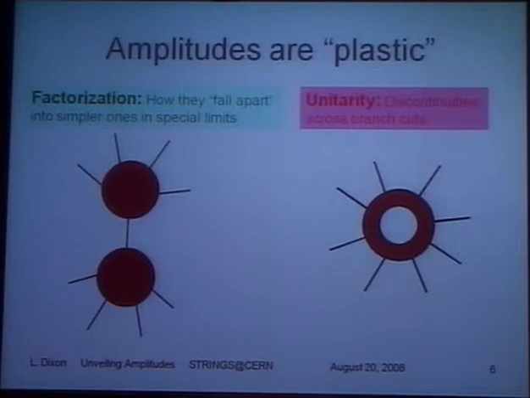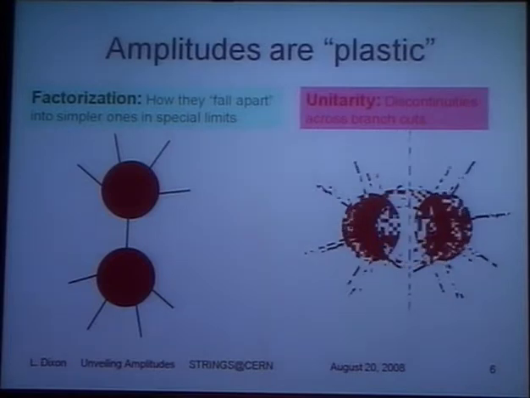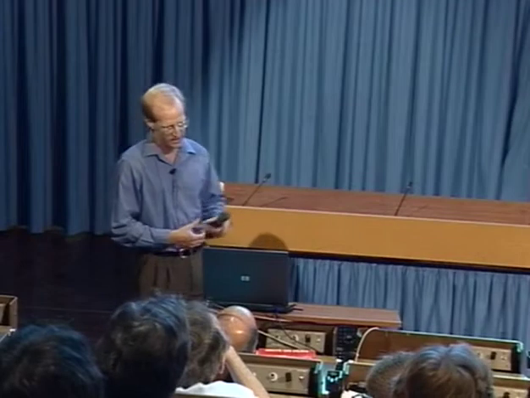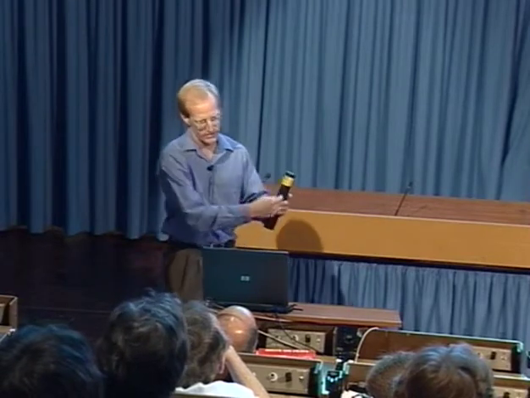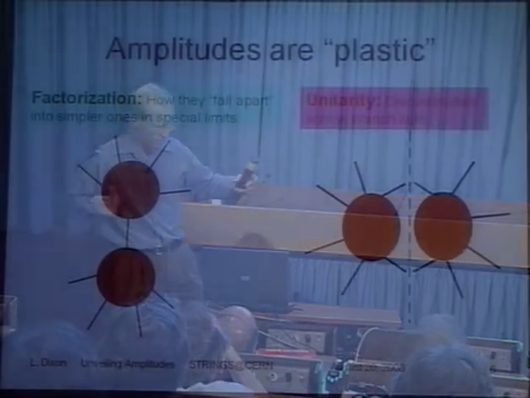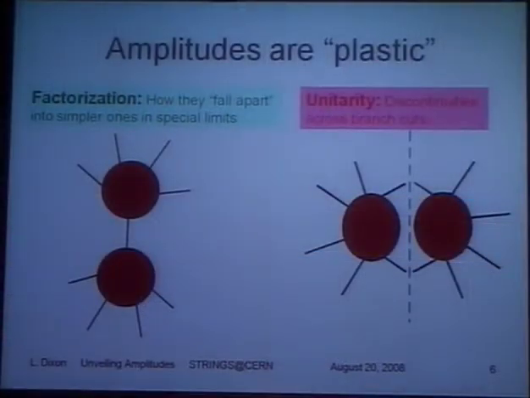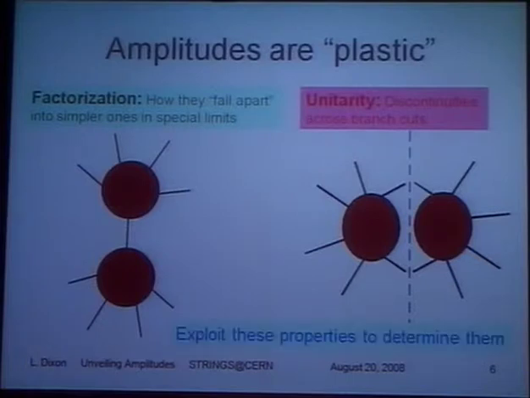But at the loop level, you of course have, besides poles in various channels, also branch cuts. And so unitarity tells you what the discontinuities are across branch cuts. And you can think about this in terms of a kind of putty too, where you pull apart this ring into two different blobs. And what you're doing there is separating it into processes now separated a long distance in space-time, with two almost asymptotic states going across the cut. But you can go further than this too, and we'll get back to that later. But the basic idea is to exploit this plasticity or analyticity in order to determine amplitudes.